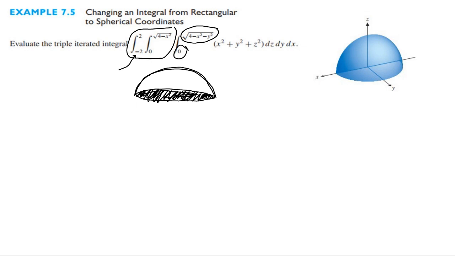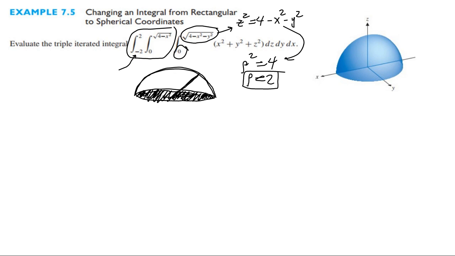So which theta is what? Of course, in the base we care only about theta. Why? Rho represents the radius of the sphere. Clearly, if you square both sides, z squared is 4 minus x squared minus y squared. Therefore, rho squared is 4, and rho equals 2. Yes. So these are the limits for rho, from 0 to 2.